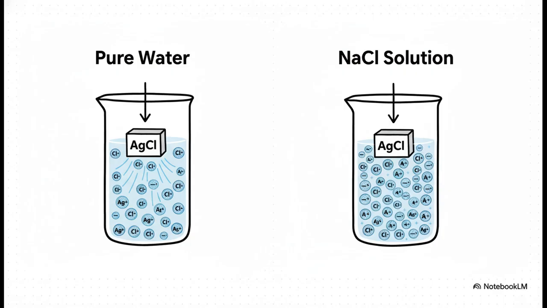Let's just compare these side by side. In pure water, on the left, it's a totally open playing field. But on the right, in a sodium chloride solution, the water's already loaded up with chloride ions. That saturation limit we talked about gets hit way, way faster, leaving way less room, so to speak, for our AgCl to dissolve at all.